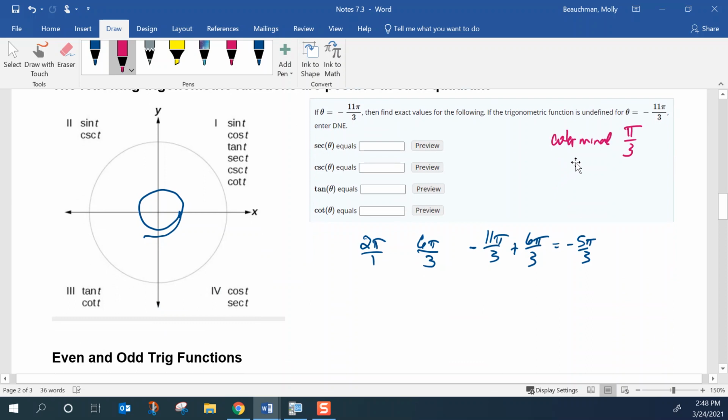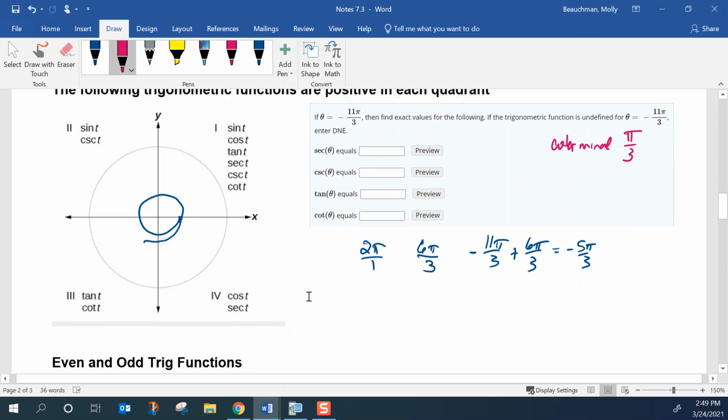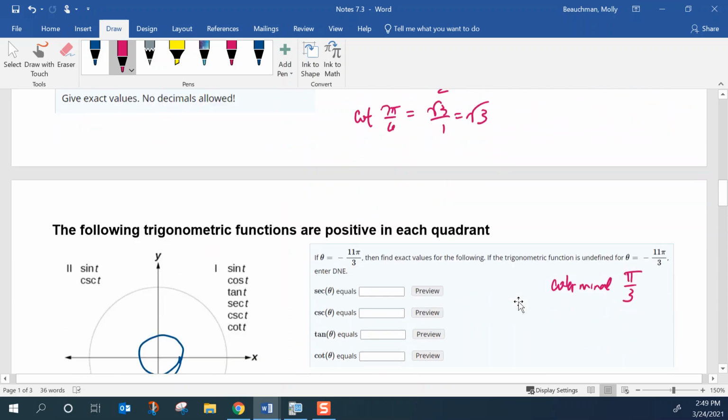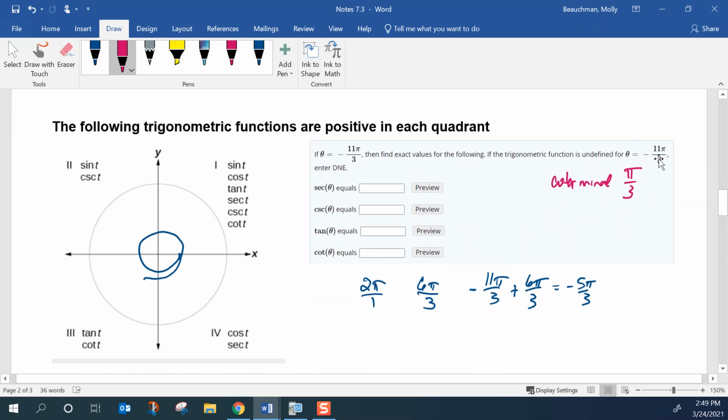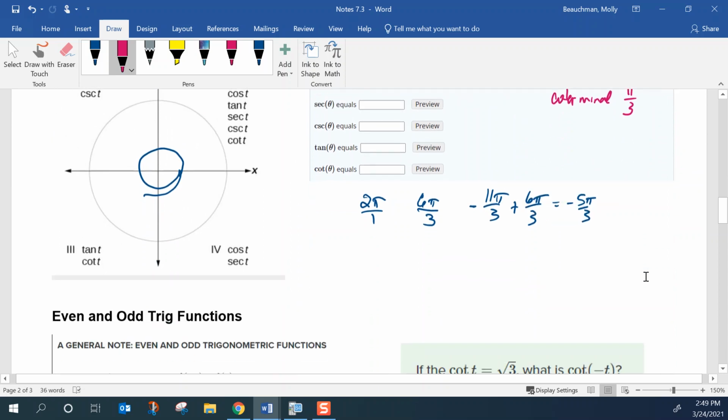And since it's coterminal with pi over 3, you would find the sine and cosine of pi over 3, and then use that to find the secant, cosecant, tangent, cotangent, just like we did up above. So this one had an extra step. If it's not on your unit circle, find the angle that it's coterminal with.